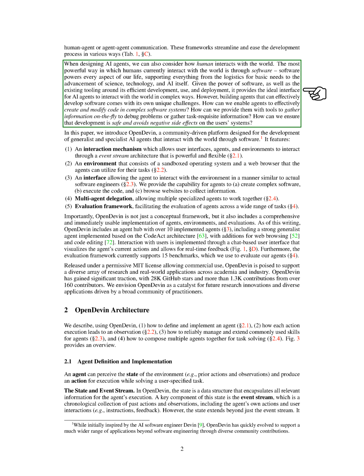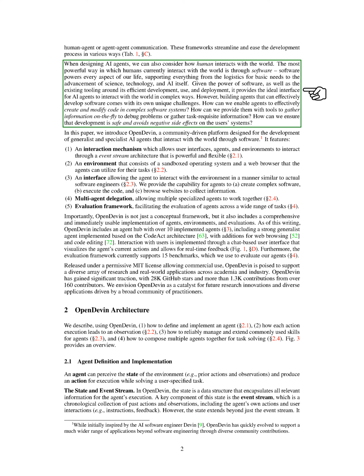These frameworks simplify the development process in various ways. When we design AI agents, we should also consider how humans interact with the world. Currently, the most effective way humans engage with their environment is through software, which influences every aspect of our lives, from basic logistics to advancements in science and technology. Given the significance of software and the tools available for its efficient development and deployment, it serves as an ideal interface for AI agents to engage with the world in complex manners.